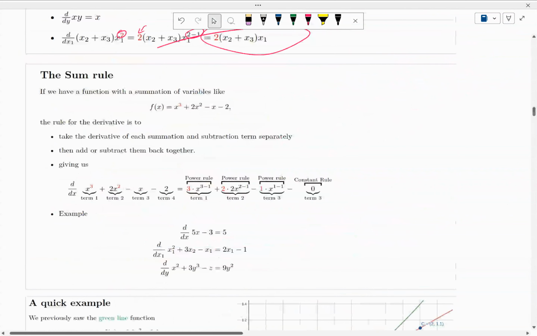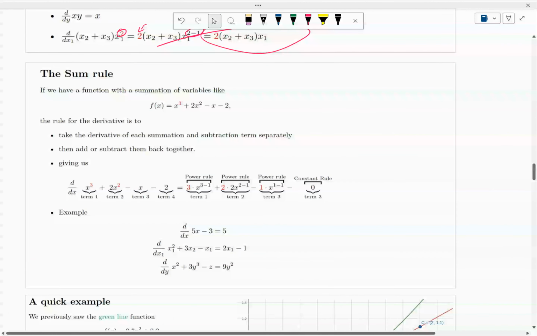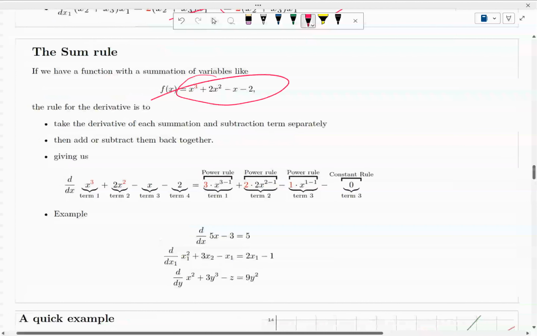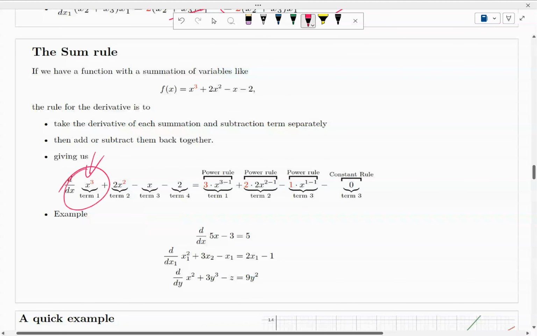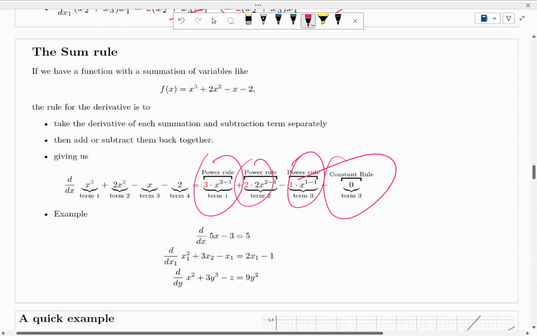The next one is the sum rule. The sum rule is if you have a summation of multiple variables. When you have summation, the rule is very easy. You just take the derivative of each individual one and then add them back together. You do them separately and then add them back together. So over here, we have 4 terms. We can just look at this alone. This is the power rule. This one, power rule, and this one's a constant rule. So you can see power, constant.